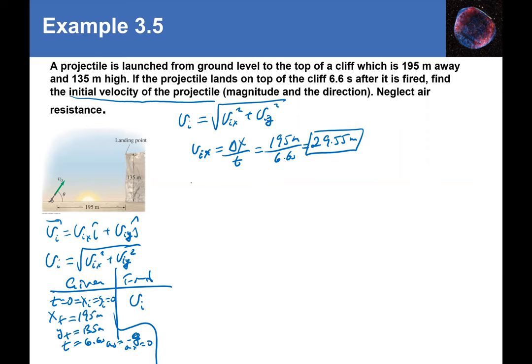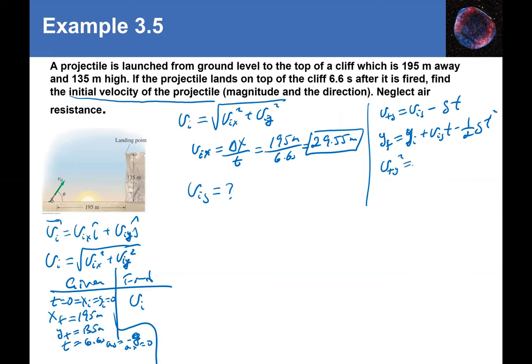The other one is this: I need V initial in the y direction. How do we get that? Well, there are equations, right? Remember, V final y equals V initial y minus gt. Y final equals y initial plus V initial y t minus 1/2 gt squared. V final y squared equals V initial y squared minus 2g delta y. And then delta y equals V final y plus V initial y over 2 times t. I'm repeating all of this so much so that you have it engraved in your brain, so you remember this in your sleep.